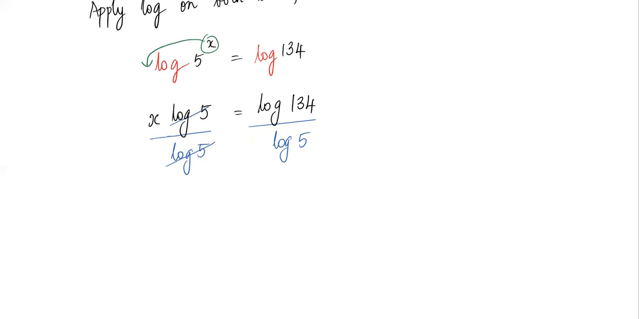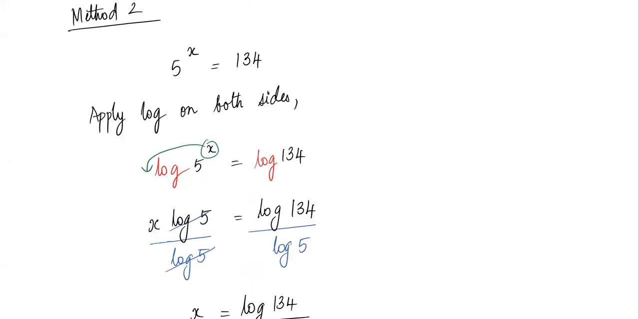You can't just single out the log. You have to have the log with the argument. It's meaningless without the argument. So log 5 and log 5 were exactly matching, so the entire log was cancelled off. That gives us log 134 over log 5 as x.